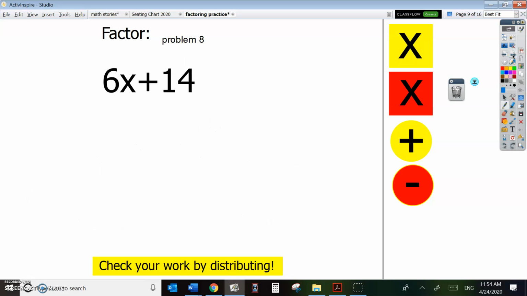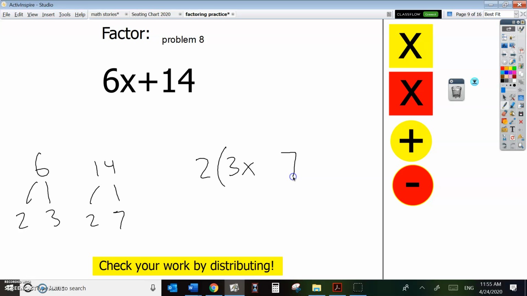6 and 14, they're both even. 2 and 3, 2 and 7. So factor out a 2. 6 divided by 2 is 3. 14 divided by 2 is 7. Looks good.